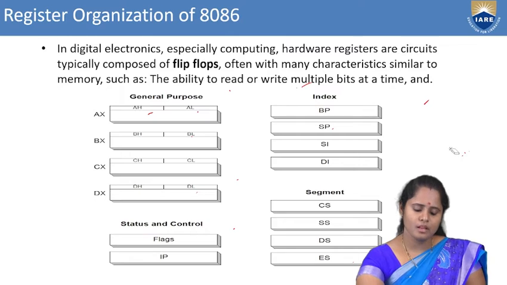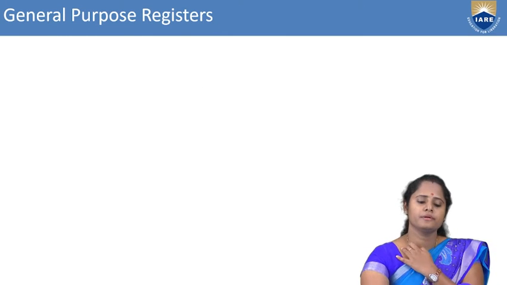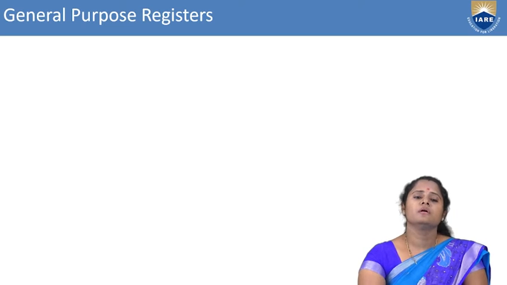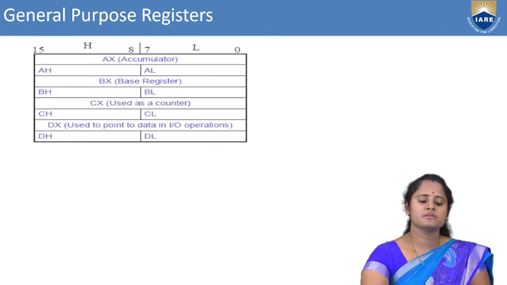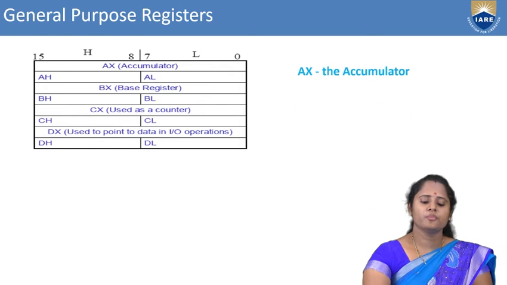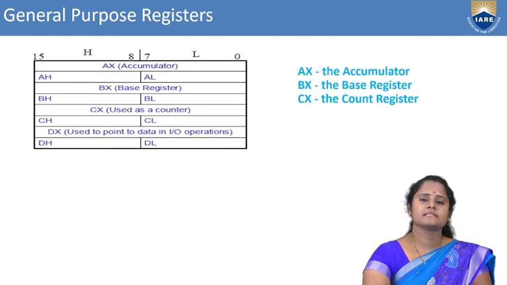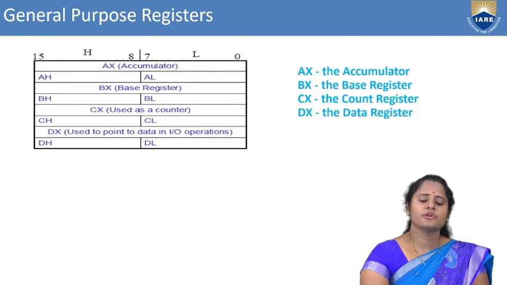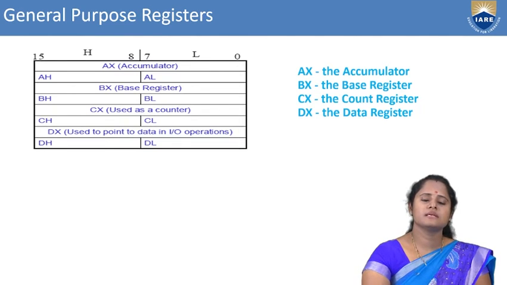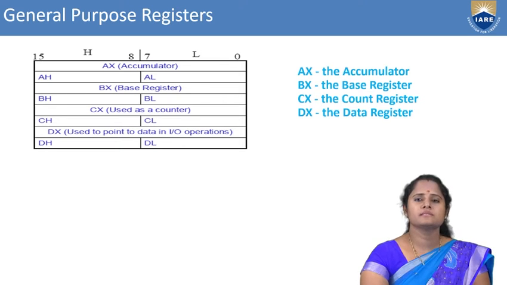Right, so now let us go for the general purpose registers. What are the general purpose registers? See here, AX is nothing but the accumulator. BX is nothing but the base register. CX is nothing but the counter register. And DX is nothing but the data register. So here the AX accumulator takes the output, the base register stores the offset address, CX is used as a counter register, and DX is used to point to the data in IO operations.